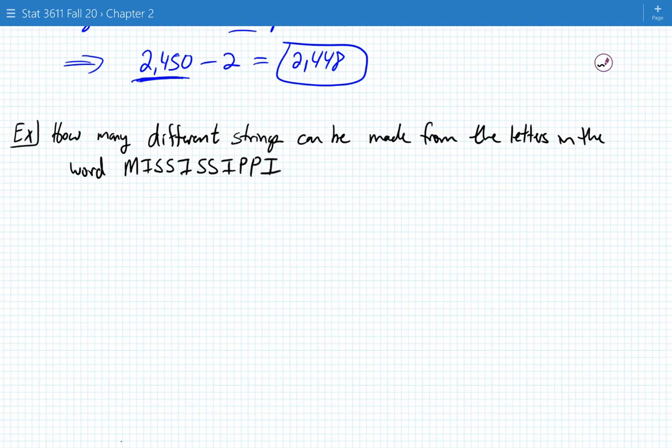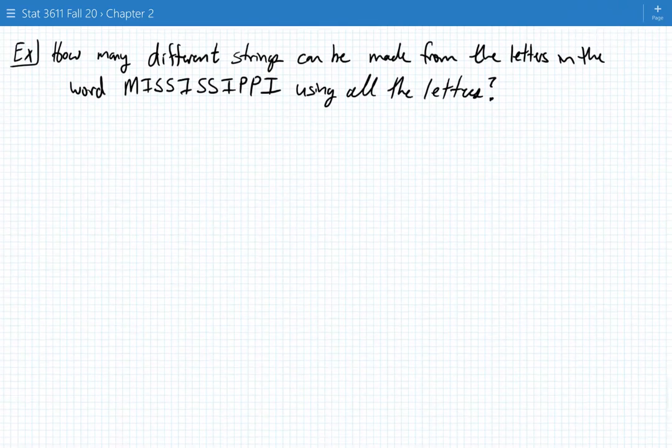M-I-S-S-I-S-S-I-P-P-I, I believe is the correct spelling. Using all the letters. And when we say how many different strings, what we mean there is just a string of letters that does not need to be an actual word in the dictionary. So just how many ways can we arrange the letters of the word Mississippi, making sure that we use all of the letters.